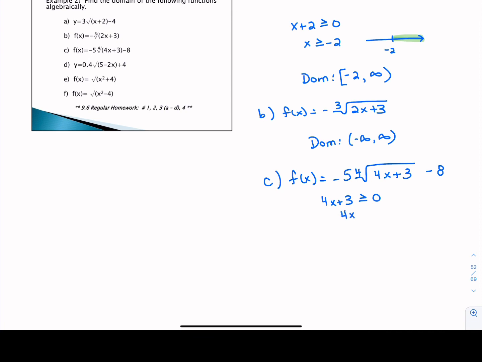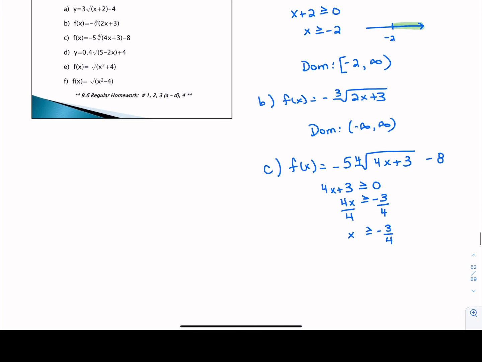So if 4x plus 3 is greater than or equal to 0, then 4x must be greater than or equal to negative 3. At this stage, we want to make sure we divide both sides of your inequality by 4. So we get x being greater than or equal to negative 3/4. So if you can imagine on a number line, anything that's greater than or equal to negative 3/4 is included as part of your domain. It makes it easier to set this up in interval notation. So my interval notation is going to start at negative 3/4 and continue to positive infinity.